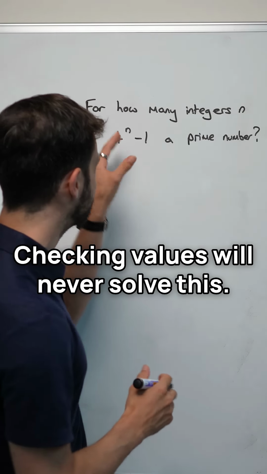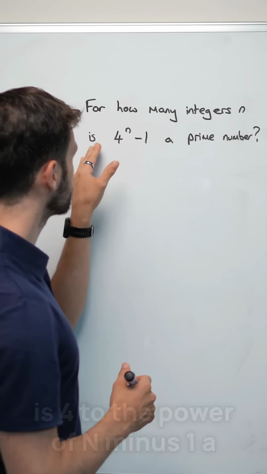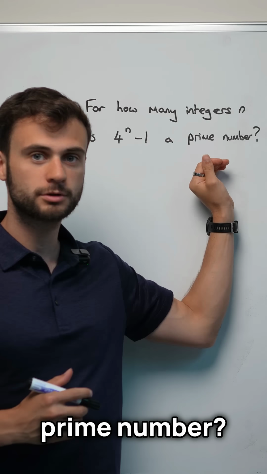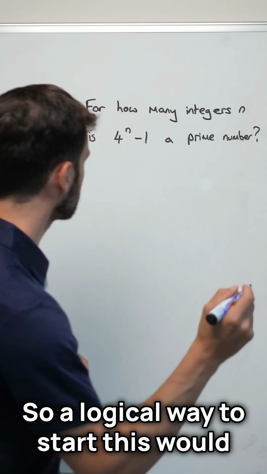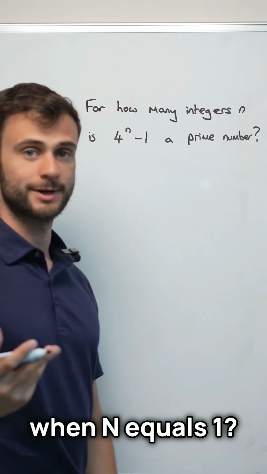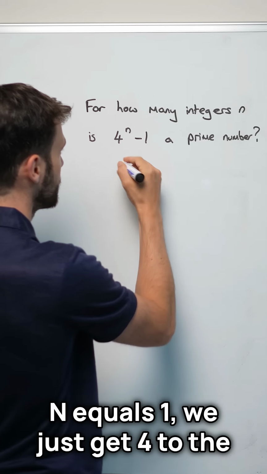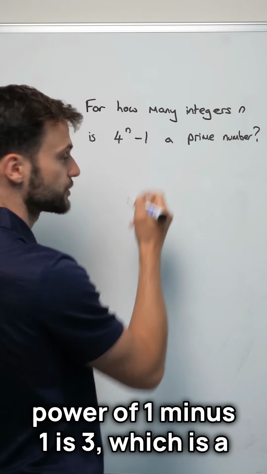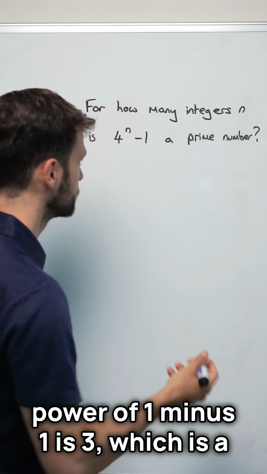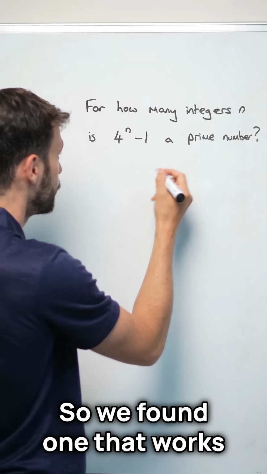Could you calculate for how many integers n is 4 to the power of n minus 1 a prime number? So a logical way to start this would be considering what happens when n equals 1. We could just get 4 to the power of 1 minus 1 is 3, which is a prime number. So we found one that works.